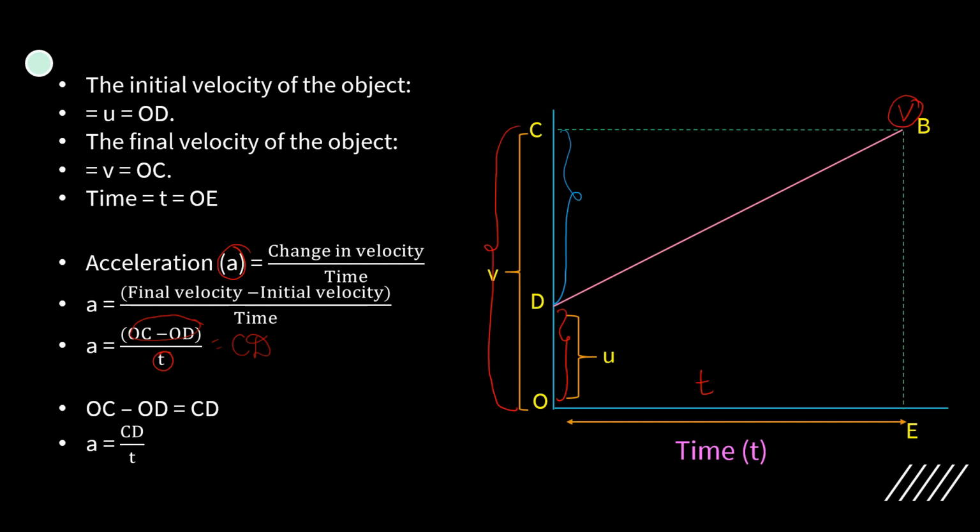So the formula changes: A is equal to CD upon T. We can rearrange the equation and write CD is equal to AT. Let us consider this as equation number 1.